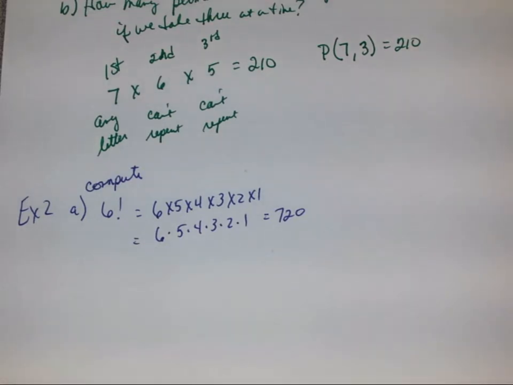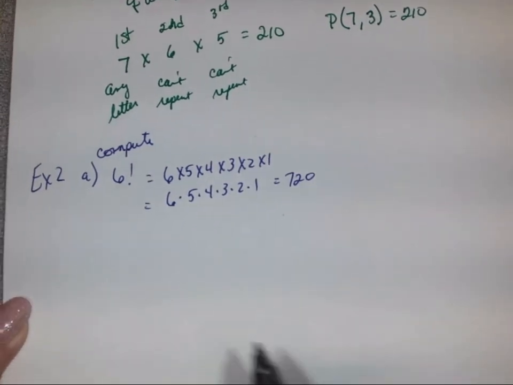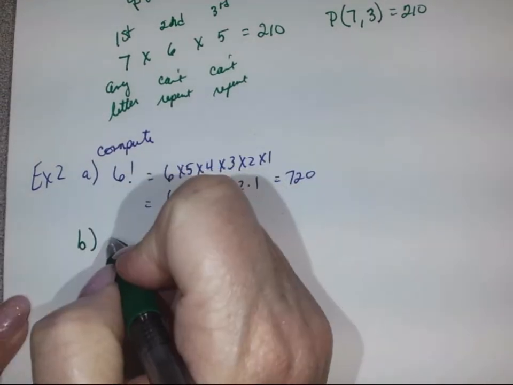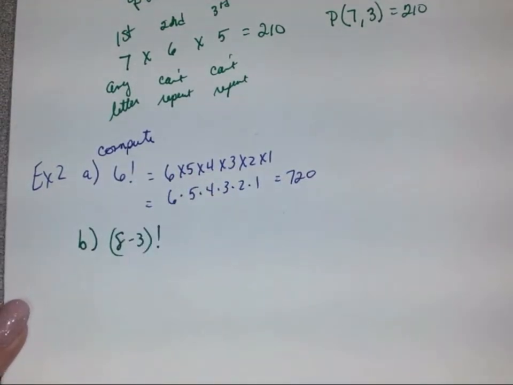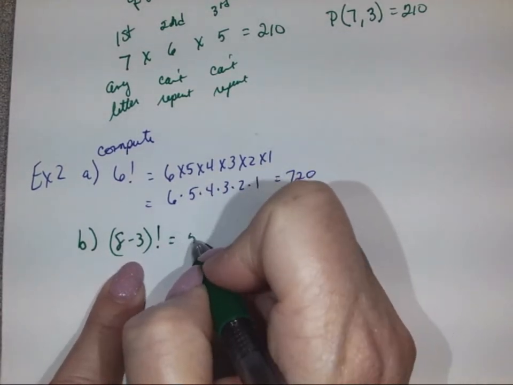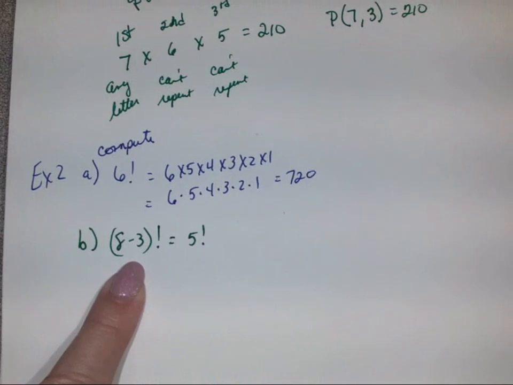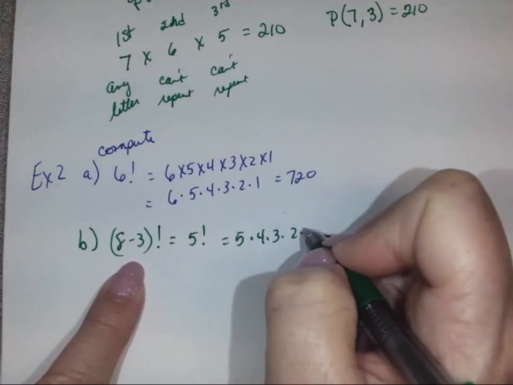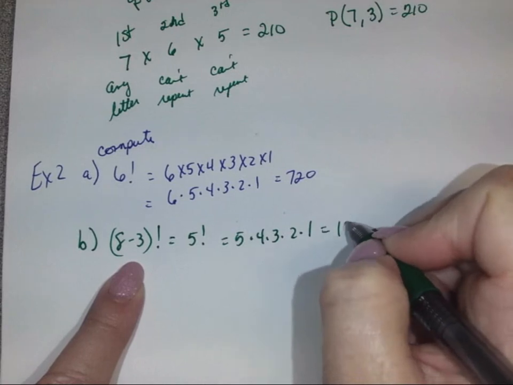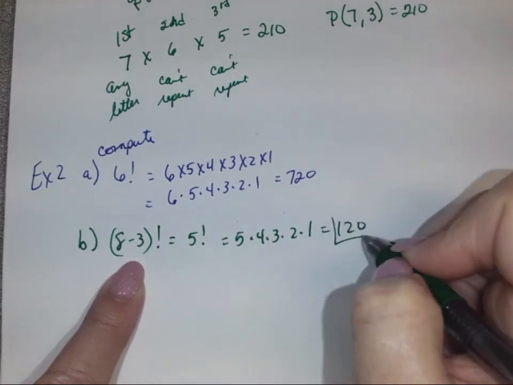Okay, let's look at part B. For part B, we have 8 minus 3 factorial. So that means we have to change this. 8 minus 3 is 5 factorial. So this would be 5 times 4 times 3 times 2 times 1, which will get us 120.